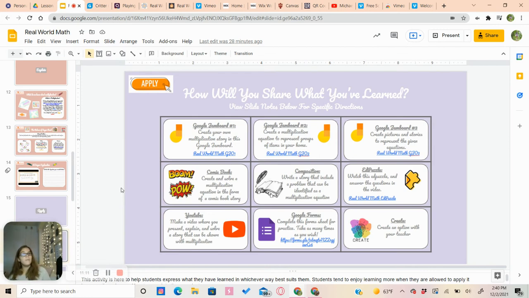The next one is composition. Maybe you have a student who also likes to show what they're doing by writing a story, but they're not very good at drawing. So they can just write out a story on a piece of paper and they can turn that into their teacher, showing them how to solve a problem in that story.